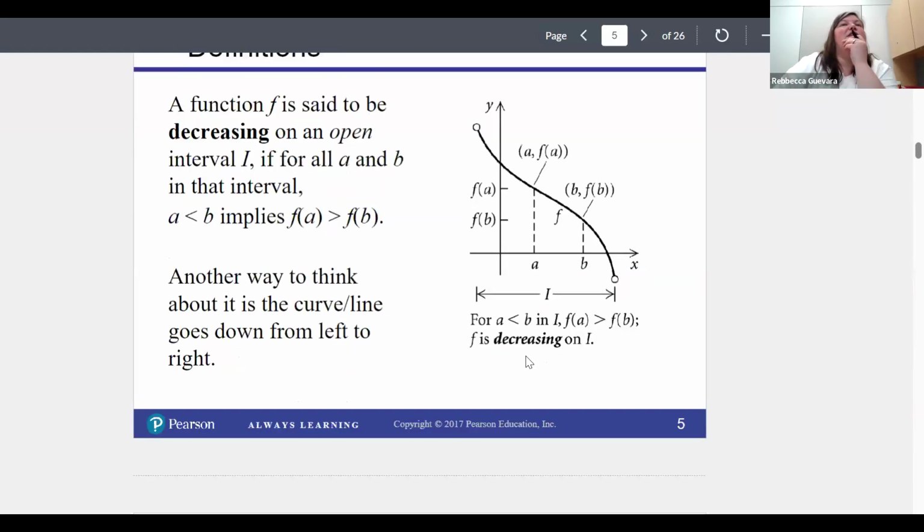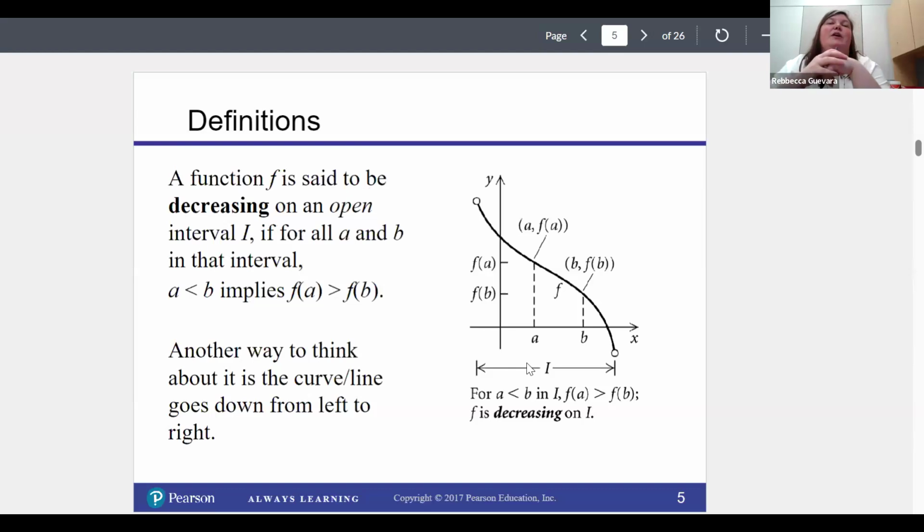If the function is said to be decreasing on an open interval, so we have A and B, we still have B greater than A, meaning we're going left to right again. What we notice is that f of A is actually going to be greater than f of B. And that signifies that we're decreasing. So once again, another way to think about this is that your curve or line, as we go from left to right, is going down. As we see, it's slowly going down.